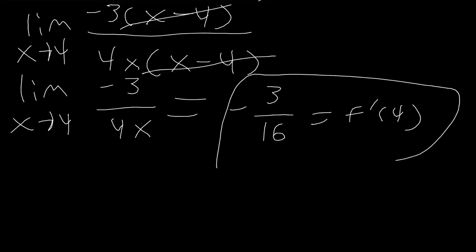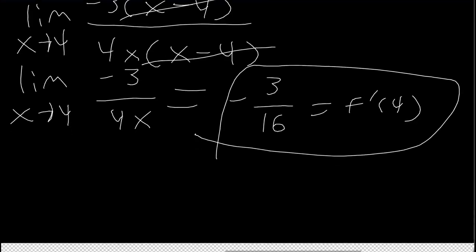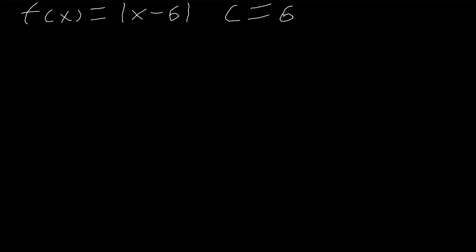And that's our answer. Okay, let's move on to the final example. So our final function will be f of x equals the absolute value of x minus 6, and we want to find the derivative at c equals 6.